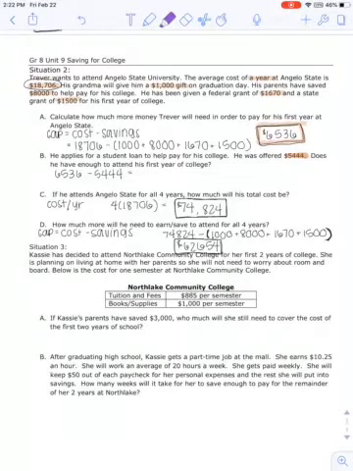Okay, we're looking at situation 3. Once again, seeking understanding, not completion. Cassie has decided to attend Northlake Community College for her first 2 years of college. She is planning on living at home with her parents, so she will not need to worry about room and board. Below is the cost for 1 semester at Northlake Community College.